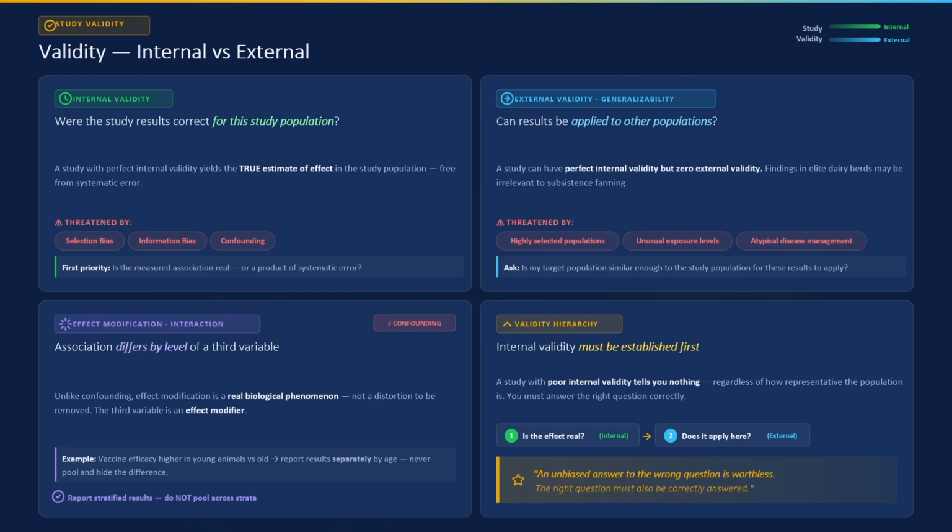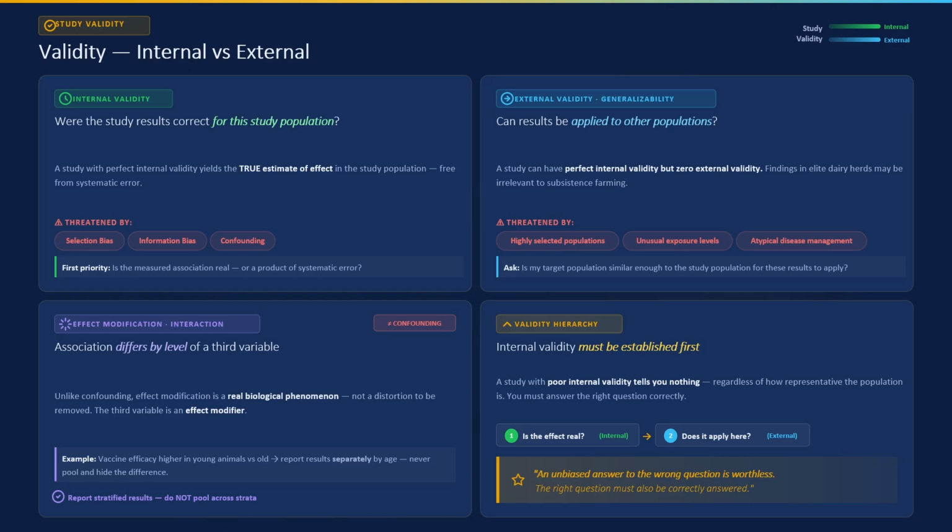Validity in two flavors, and the order matters. Internal validity asks, were the results correct for this study population? A study with perfect internal validity gives the true effect estimate, free of systematic error. It's threatened by exactly three things: selection bias, information bias, and confounding. External validity, or generalizability, asks, can I apply these results elsewhere? It's threatened by highly selected populations, unusual exposure levels, and atypical management.